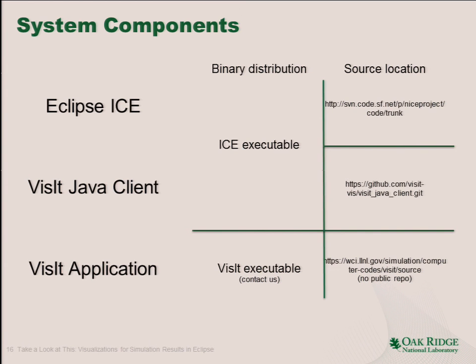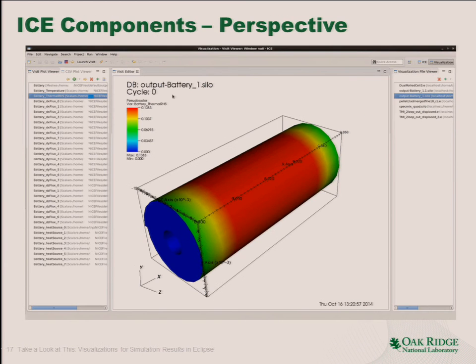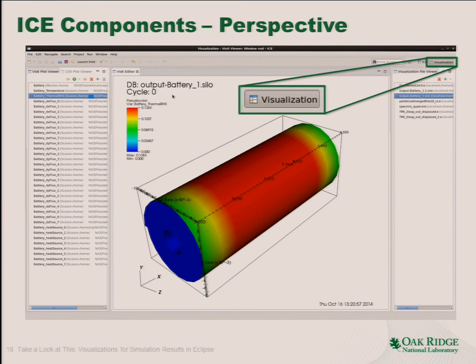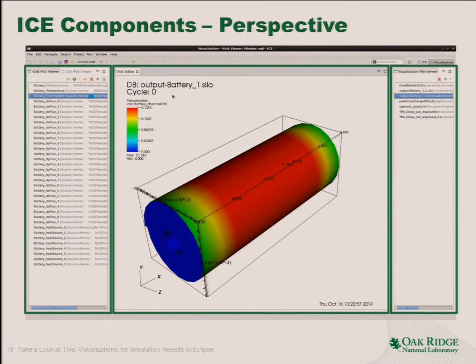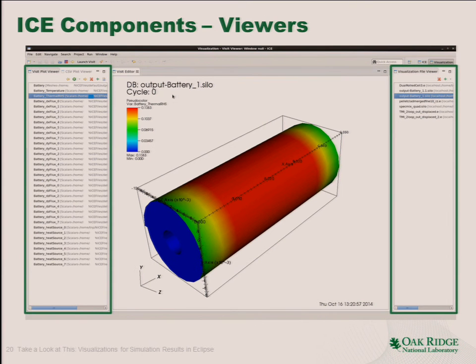So let's pull back the curtain just a little bit on the Eclipse ICE part of this. As I mentioned in the demo, we created a dedicated perspective for this that we named the visualization perspective. Digging into it a little bit further, let's take a look at the Eclipse technology that's at work here. The visualization perspective is made up of essentially 3 key views. We'll take a look at each one of these, starting with the viewers on each of the sides.